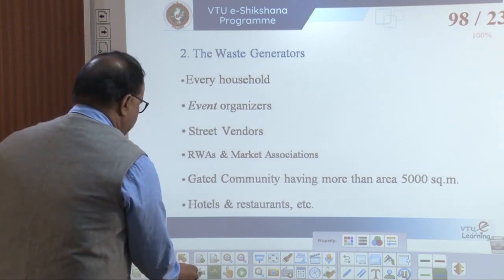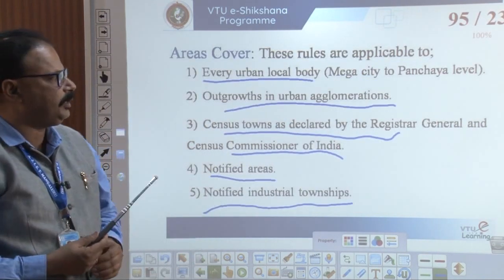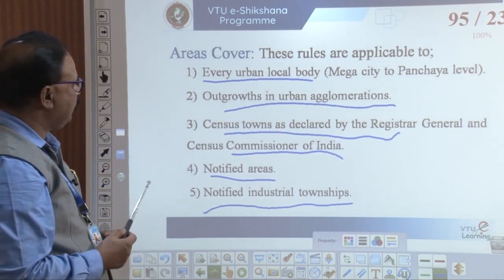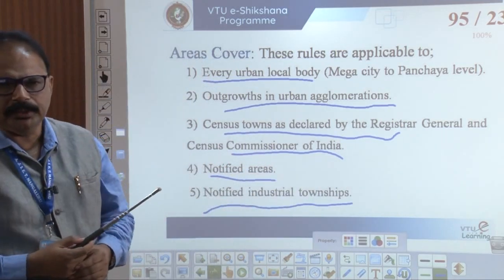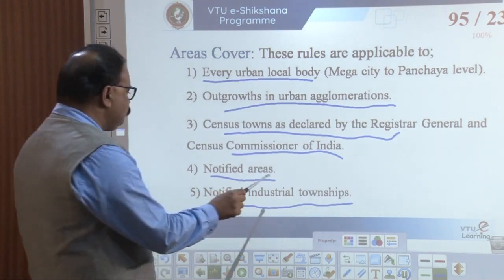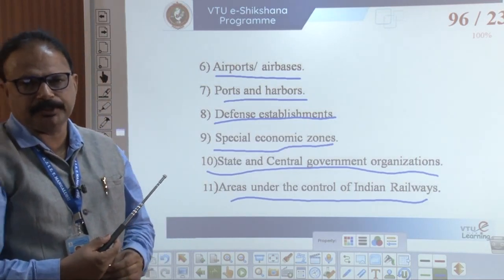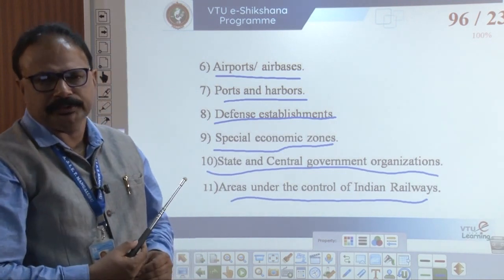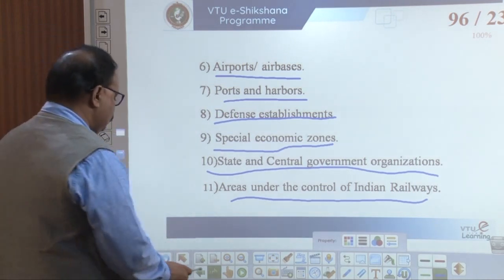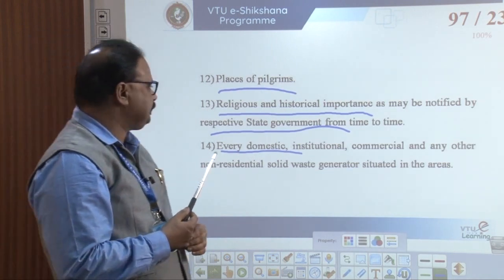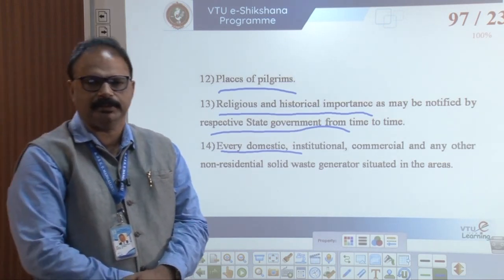See what the areas to be covered are: urban area, local body, mega city to panchayat level, outgrowth of urban agglomeration, census towns declared by the Registrar General and Census Commissioner of India, notified areas, notified industrial townships, airports, ports and harbors, defense establishments, special economic zones, state and central government organizations, areas under the control of Indian Railways, pilgrim, religious and historically important places, and every domestic, institutional, commercial and other non-resident solid waste generator situation area.